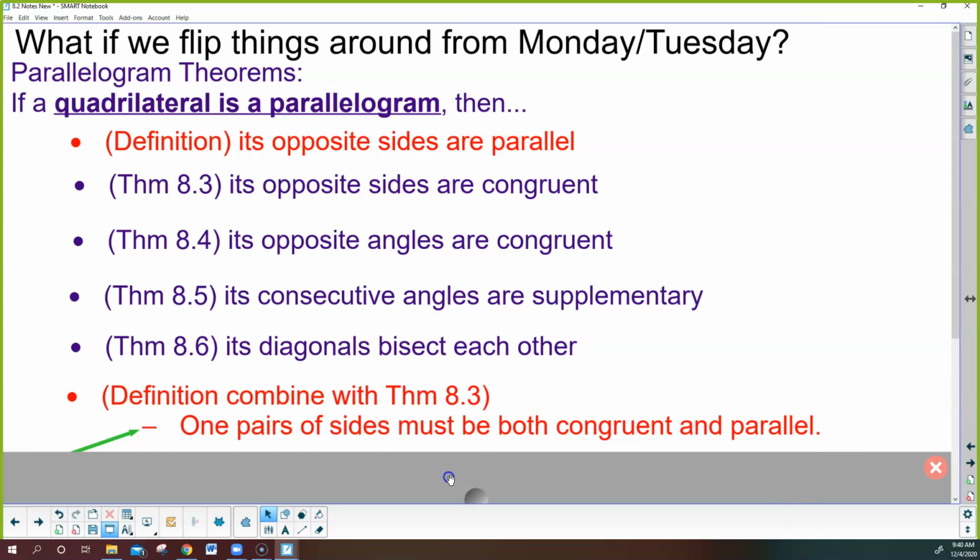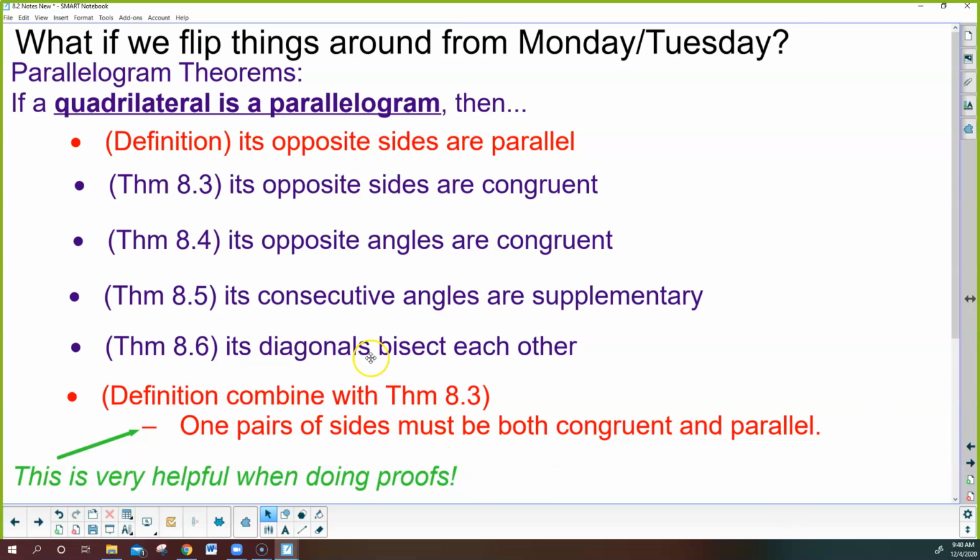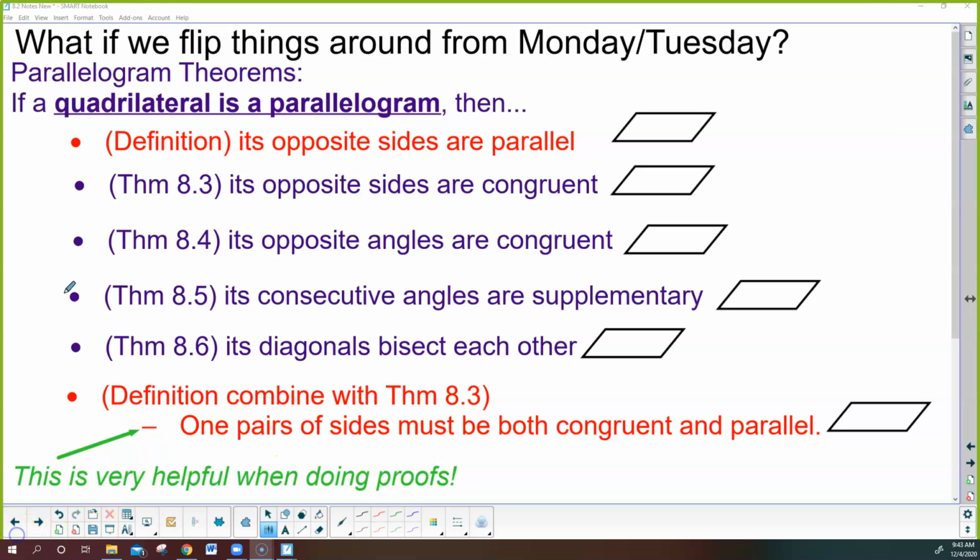And then the last piece is just a combination of the definition and theorem 8.3. So if a quadrilateral is a parallelogram, then one pair of sides must be both congruent and parallel. This one is very helpful when doing proofs. Okay, so let's just go through these again, but then add the picture for each piece.